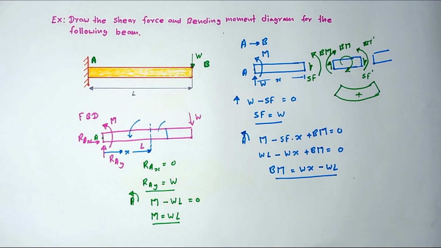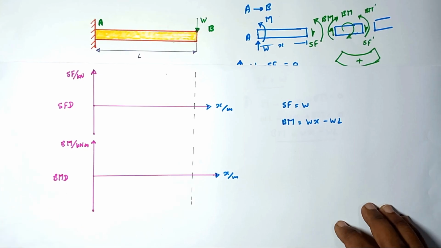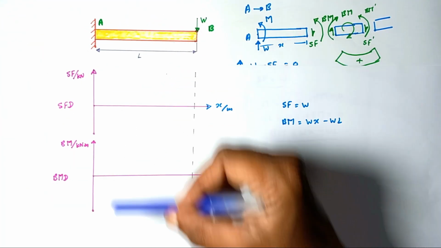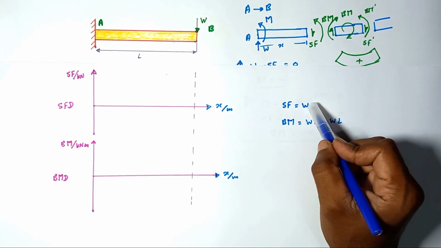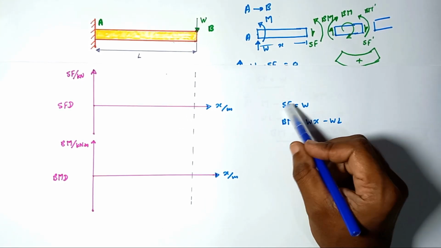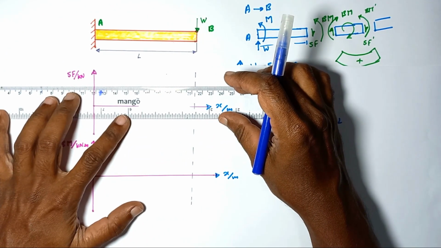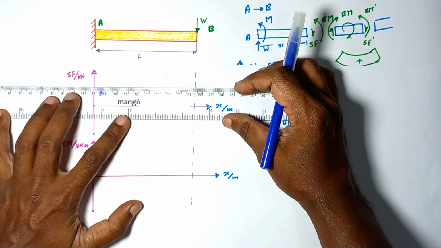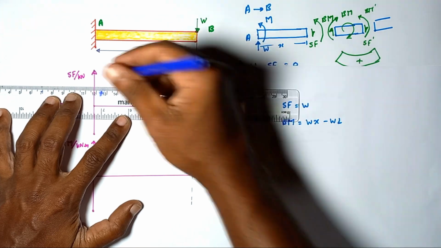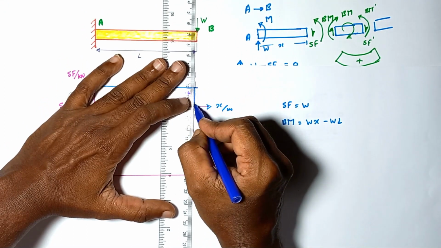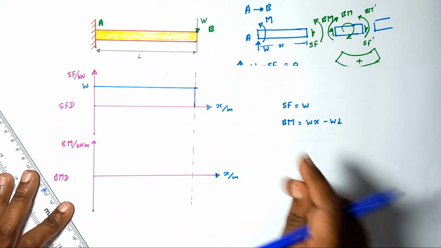Now we can draw the shear force and bending moment diagram for this problem. We are drawing it just below the loading diagram. Here the shear force is constant throughout the length of the beam, that is equal to W. Let me draw that one first.